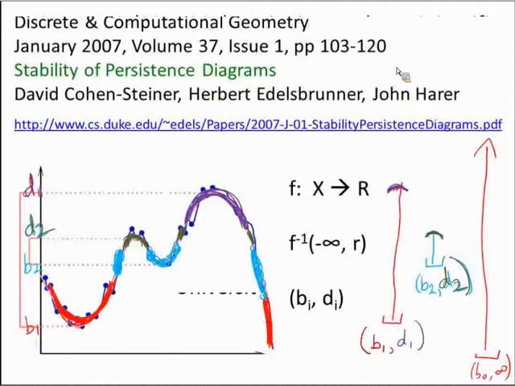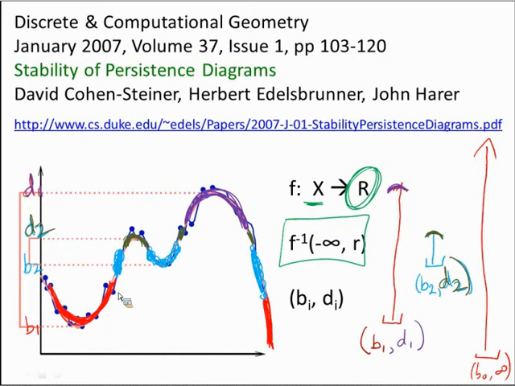So just to clarify, if we want to take a look at a function going from some topological space into the real numbers, we can then take a look at sub-level sets and determine if they are connected. So here we've got two components right here. And as we increase, we might create a third component, kill it, create another, kill it off, kill off one of the other components, so kill this component off as we continue increasing.